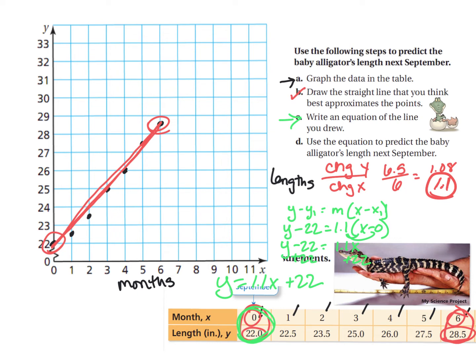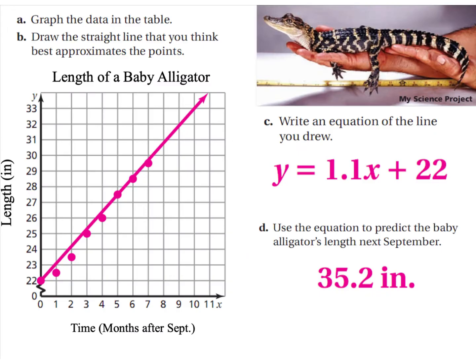Now, use the equation to predict the baby alligator's length next September. So that would be 12 months from now. So we would do 1.1 times 12, which gives us 13.2, plus 22, which means next September, the baby alligator would be about 35.2 inches. So let's see how we did. Here's our equation. We used the same points that they did, the first one and the last one, and we came up with the same answer.